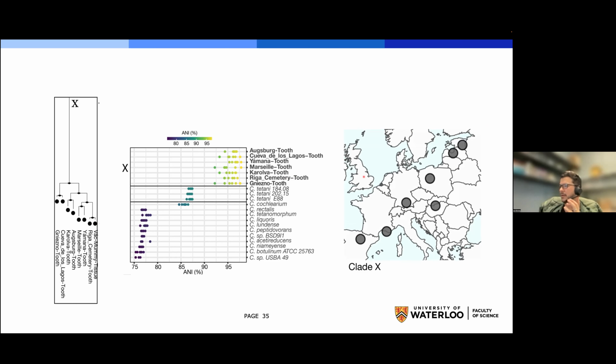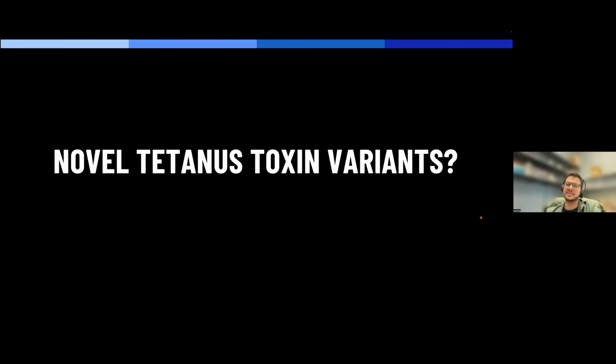Now, so far, I've only really shown you bioinformatic analyses of ancient DNA and phylogenetic analysis. What we really wanted to see was whether these ancient pathogens were indeed tetanus toxin producing Clostridium. That's what distinguishes the C. tetani associated with tetanus disease versus perhaps environmental strains that are maybe related but lack the toxin.